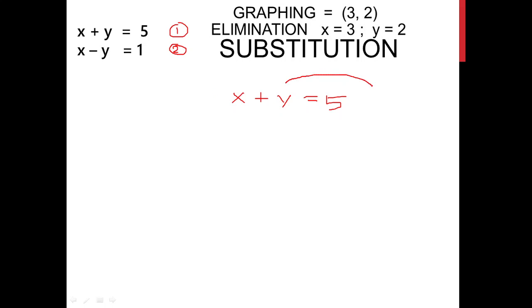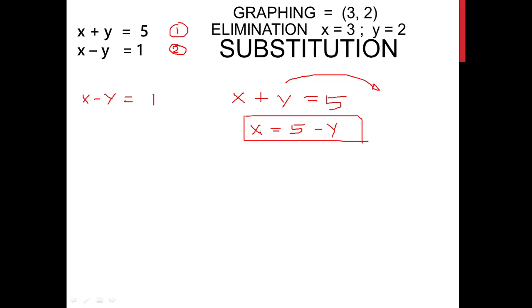Using the transposing method, or you can also use the additive inverse, I'll just make a shortcut here. Again, when transposing a term to the other side of the equation, the sign of that term will change. So positive y becomes negative y. From here, I have the value of x, which is 5 minus y. Now, my next step is to substitute this value of x, 5 minus y, into my second equation, x minus y is equal to 1.